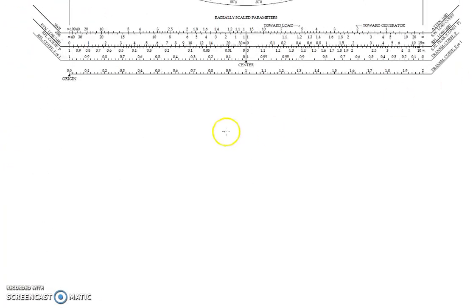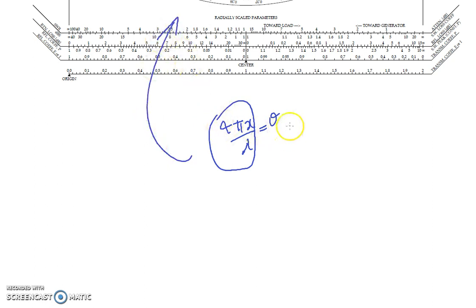So this is 4 pi times x divided by lambda is equal to your angle. So what we have here is a relationship between the distance, the wavelength, and the angle. This means we can map this into a circle, which is exactly what they do with the Smith chart. However, using x is sometimes not very useful, so we can write x to be equal to a constant k times the wavelength.